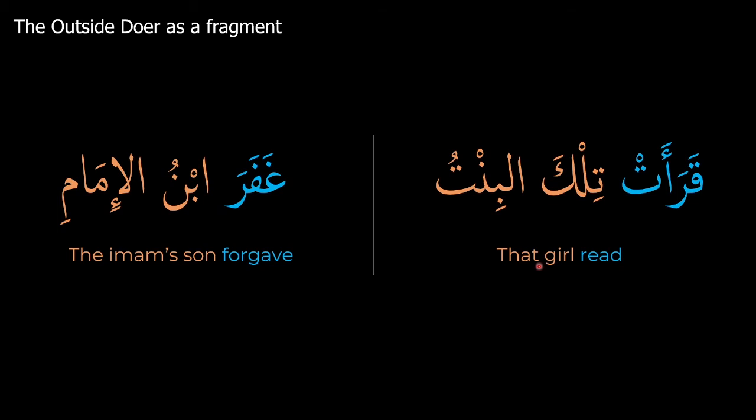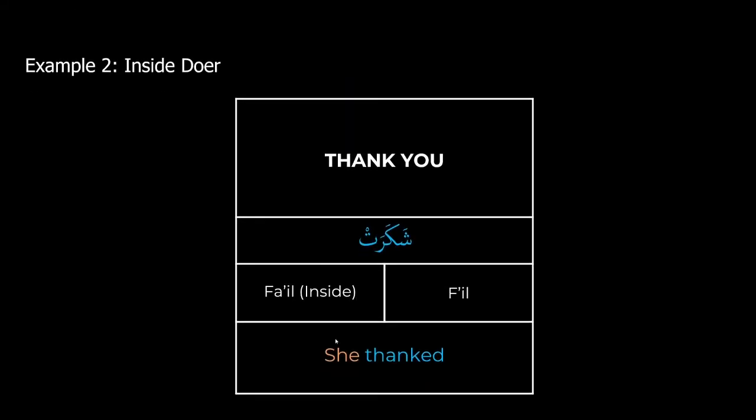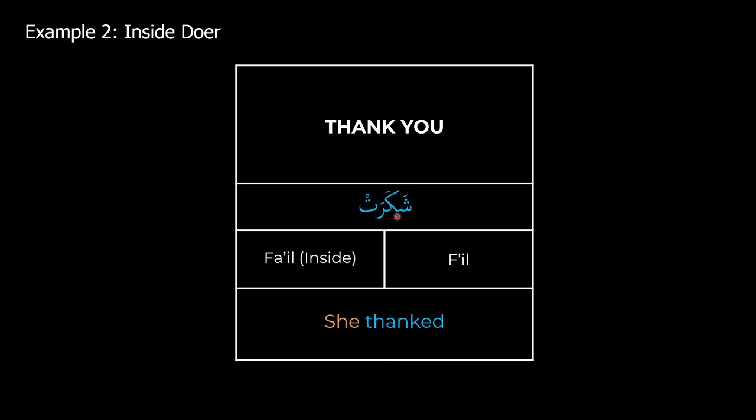Okay, so now let's look at a few examples. So here we have an example with the inside doer, jama'a. So this is going to be our fa'il, and the fa'il is inside, which is the huwa, which is he, so it becomes he gathered. Next, we have the same thing, Shakirat. This is going to be our fa'il, and the fa'il is inside because we have the conjugation with the ta and sukoon ending, which makes it third person feminine, so it becomes she thanked.